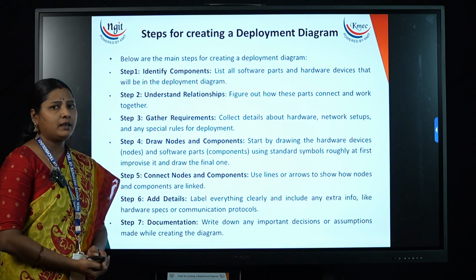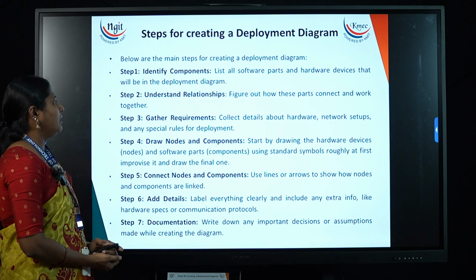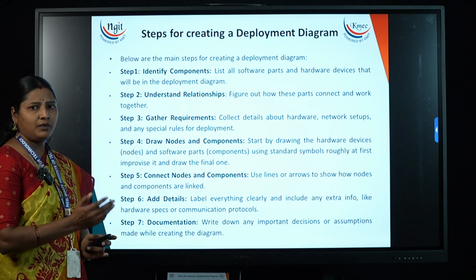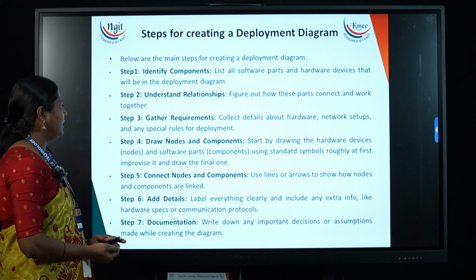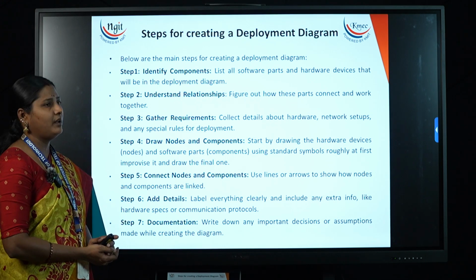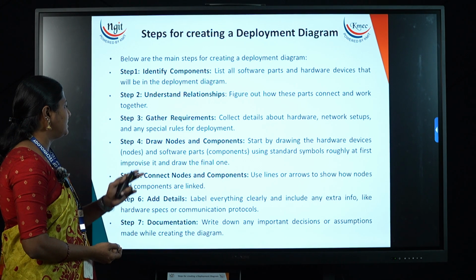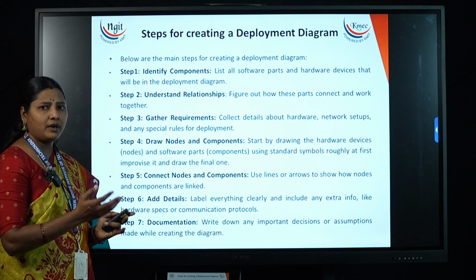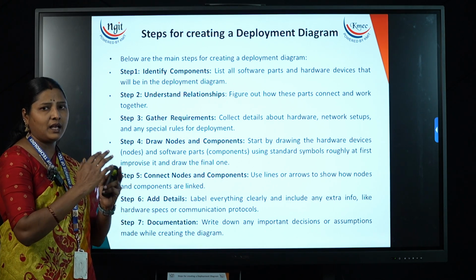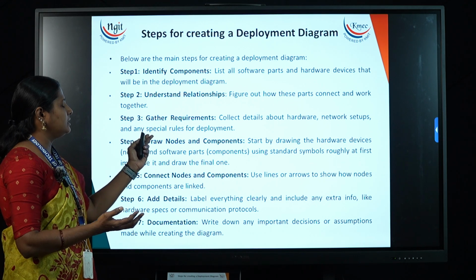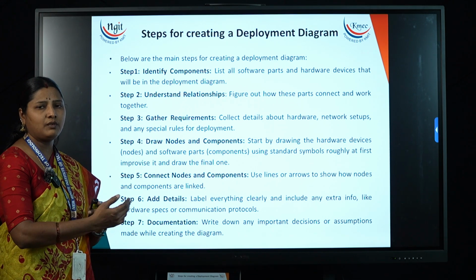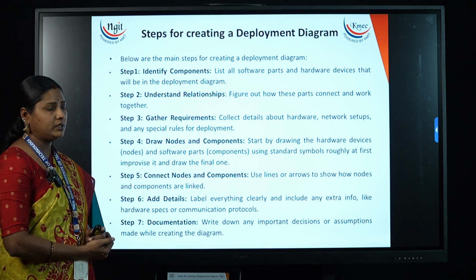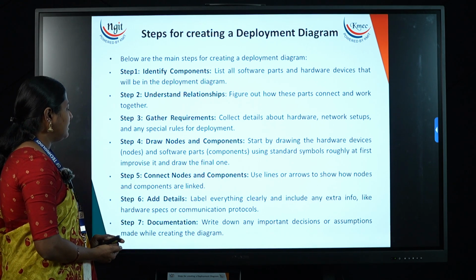Coming to the steps of how to create the deployment diagram, generally we need to identify the components of the total model, and then understand the relationship between the components, and then gather the requirements, whatever the details are for the hardware and networks. All the hardware requirements are gathered here. The next step is to draw the nodes and components. Again we have to identify the connectivity between the hardware as well as the software. When we talk about software, the connections and communication will differ. And when we talk about hardware, we use the node to communicate between the hardware elements or resources. The next step is connecting the nodes and components.